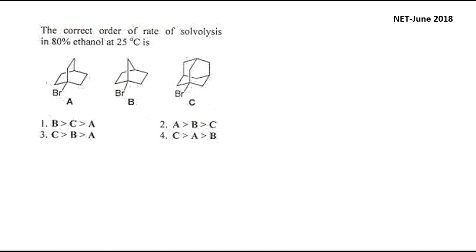Correct order of rate of solvolysis, 80% ethanol, 25 degrees centigrade. Solvolysis means what? When you are doing substitution, where the solvent molecule is acting as the nucleophile. So here 80% ethanol, so EtO minus will be the nucleophile. But the actual point is, as it is asking for the correct order of rate of solvolysis, the rate will increase when the stability of the carbocation is maximum. So basically the question is asking in which case it is maximum; you have to find the order of stability of carbocation, that's it. Because once you know the order of stability of carbocation, you can understand the rate of solvolysis. It is directly related to carbocation stability.